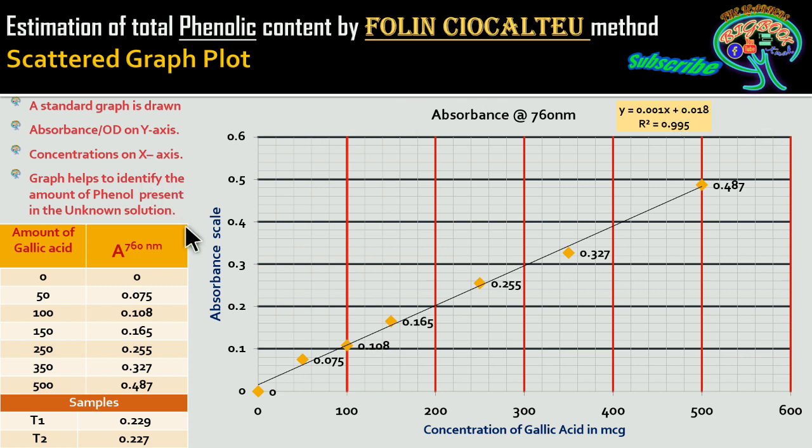Before that, understand that the absorbance or OD values will be on the y-axis, where the absorbances we got for the gallic acid get plotted, and on the x-axis will be the concentration of gallic acid in micrograms. So the y-axis is always dependent on the x-axis, as we have discussed in the different experiments also.